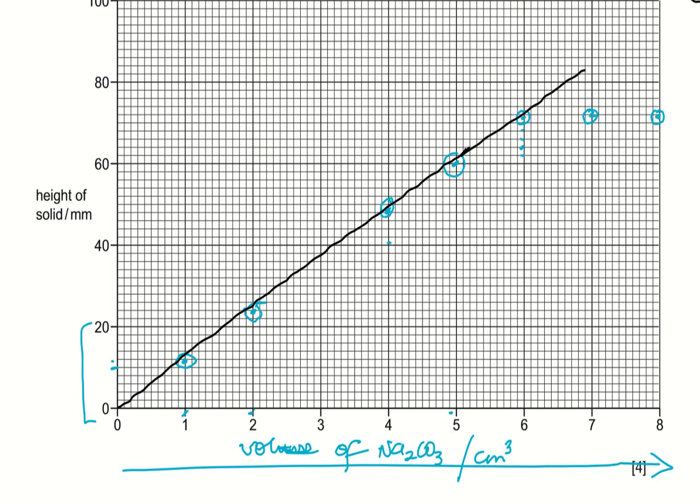Okay, something like that. Then second line, you're supposed to draw 2 lines that intersect. Good. That's 2 beautiful lines of best fit.